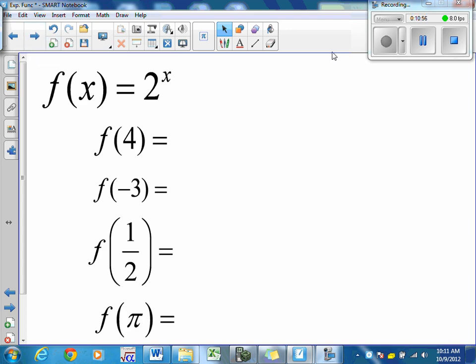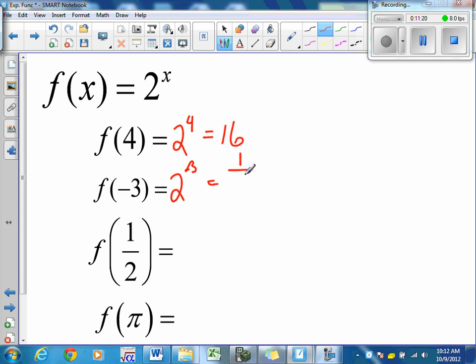So, our exponential function, though, would be 2 to the x. 2 is our base. So if I want to find f of 4, that's 2 to the 4th. That's 16. F of negative 3, 2 to the negative 3. Negative exponent, that's 1 over 2 cubed, or 1/8.